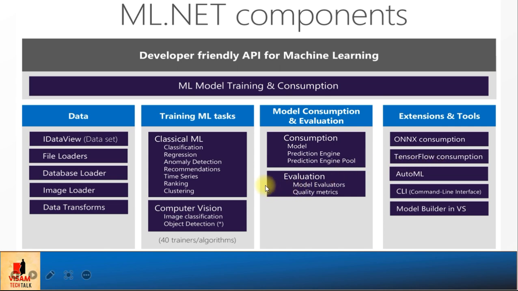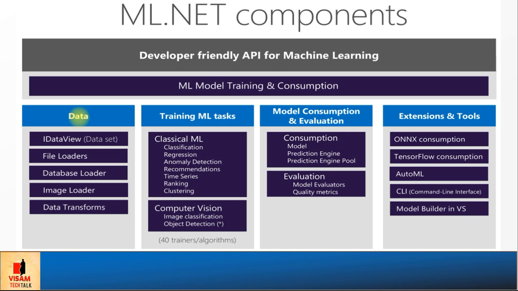Let's see in detail about each and every component. If you see the data component, we are using it for loading the data in ML by using IDataView. So the data in ML.NET is represented in the form of IDataView. This is nothing but an efficient way of loading the data in a tabular format. IDataView provides a placeholder to load the data sets for further processing. There are a few more loaders, which are file loaders, database loaders, image loaders.